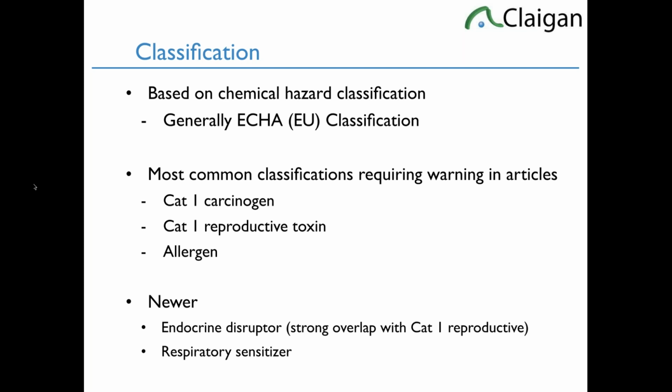Prop 65 is stricter. However, the EU classification system also has information on probable and what are not harmonized classifications, but are generally used. And you'll see even more relationship with Prop 65. So the most common ones requiring classification are carcinogens, reproductive toxins, and allergens. The newer ones are the endocrine disruptors, which have a very strong overlap with Cat 1 reproductive toxins, and respiratory sensitizers.